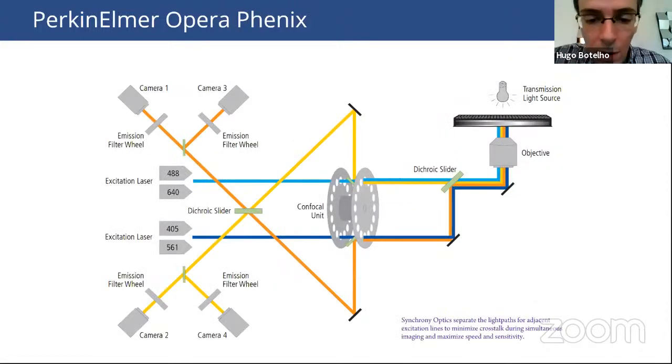And the great thing about the Opera Phoenix system is that it can combine up to 4 cameras at once, and integration with two laser lines simultaneously to really multiplex the imaging of different fluorophores within the sample, if you have multiple labeling required in your assay.